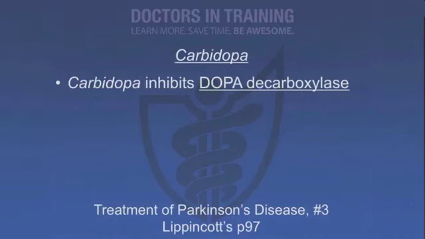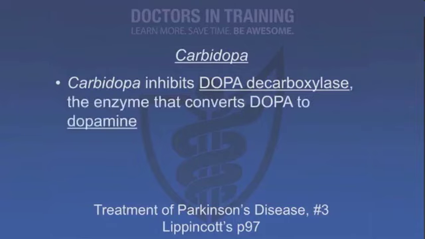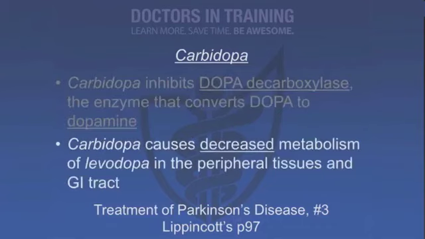Now, the other drug that we use with levodopa is carbidopa. Carbidopa is an inhibitor of the enzyme called dopa decarboxylase. Carbidopa does not cross the blood-brain barrier. So dopa decarboxylase is the enzyme that converts dopa to dopamine, and carbidopa is going to inhibit that, so you're going to have decreased metabolism of levodopa in the peripheral tissue, in the GI tract.